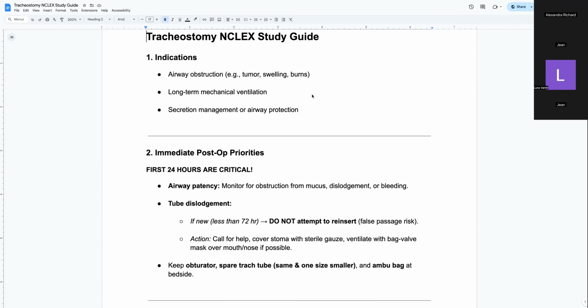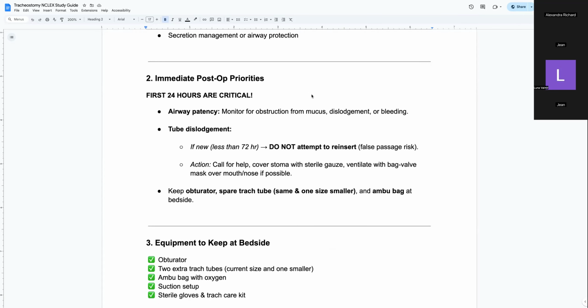Because it's a surgical procedure, immediately after a tracheostomy placement, here are your immediate post-op priorities for NCLEX. The first 24 hours are critical. So airway patency, we want to make sure that the airway is open after a patient has a tracheostomy inserted. Monitor for any obstruction with mucus, if it becomes dislodged, or if it starts bleeding.